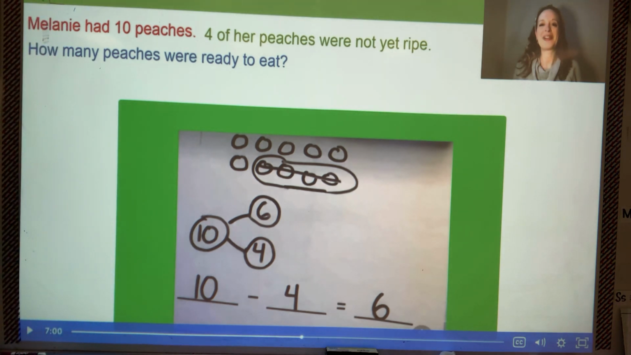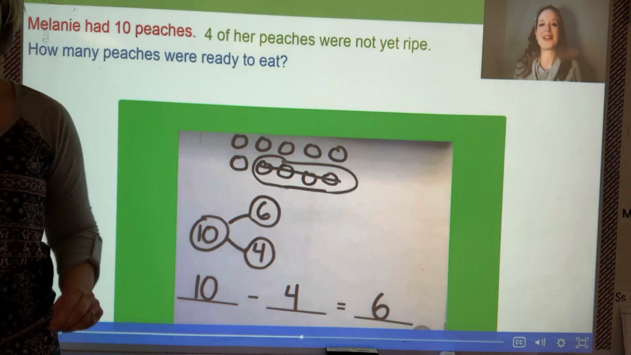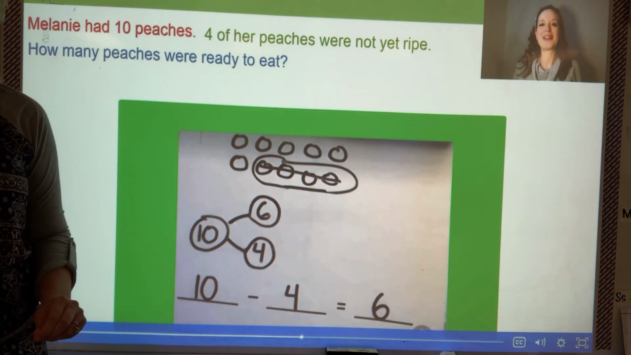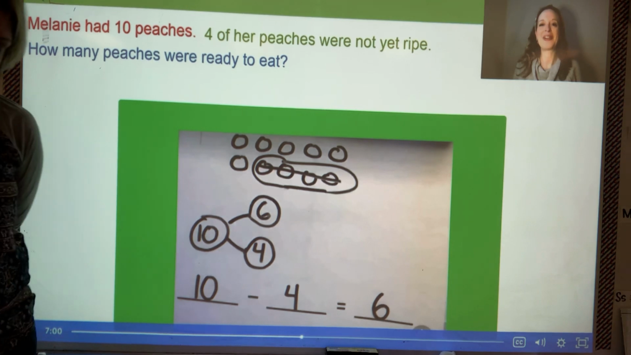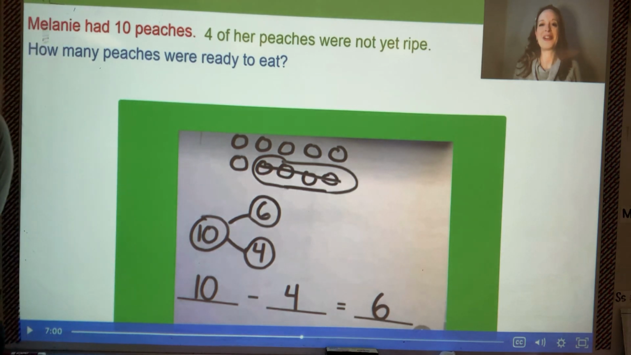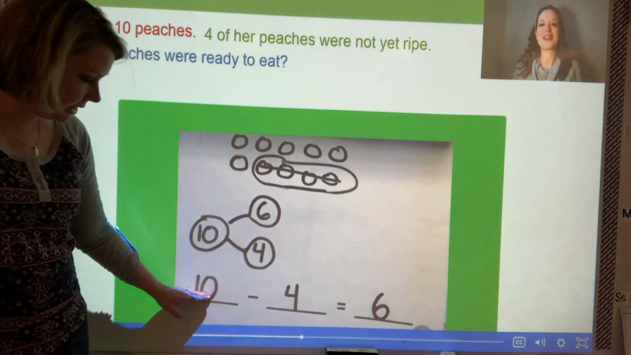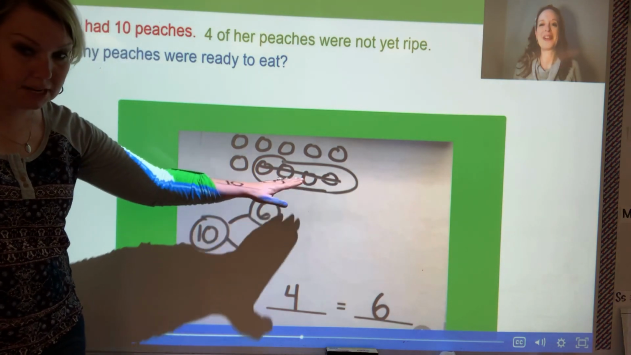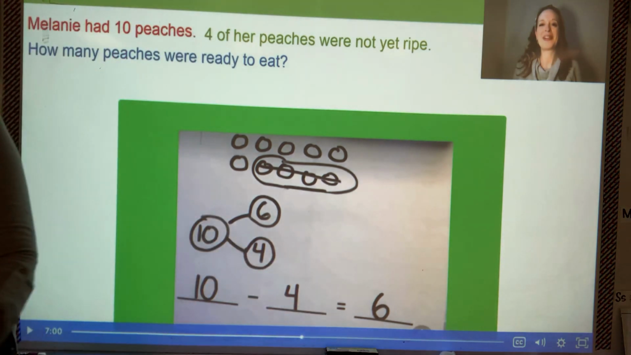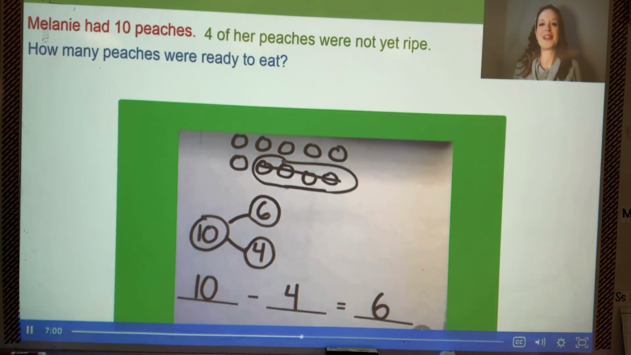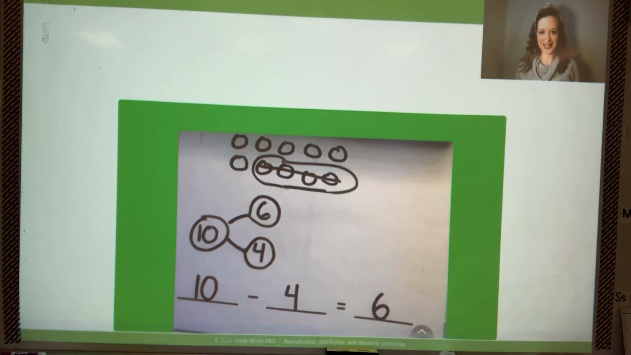Okay, let's, yes? I was mixed up, so I put the 6 on the minus sign and then the 4 on the equal sign because I was mixed up. Yep, that's why we can't do that. We need to make sure we keep 10 minus however many we took away, which is 4 equals 6. All right, let's listen. Great job, friends. Let's erase our boards and get ready for another story.